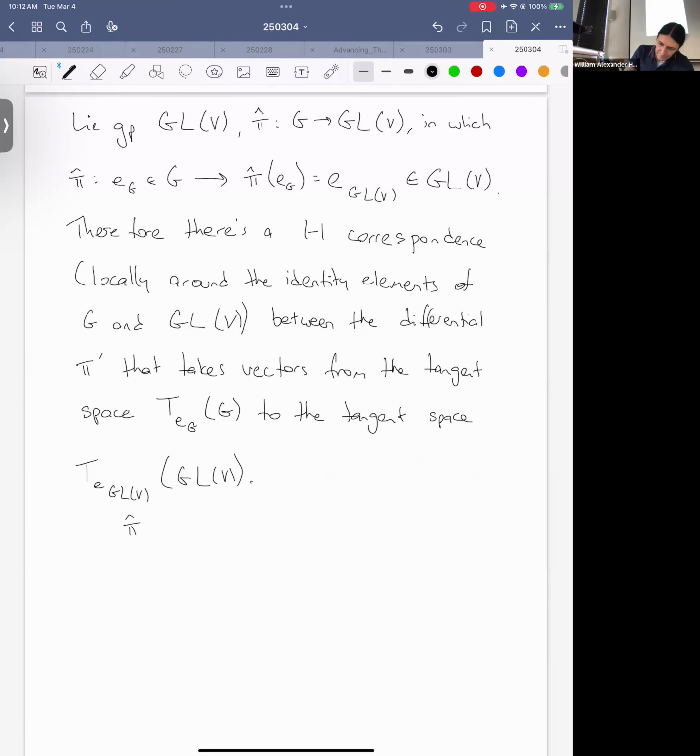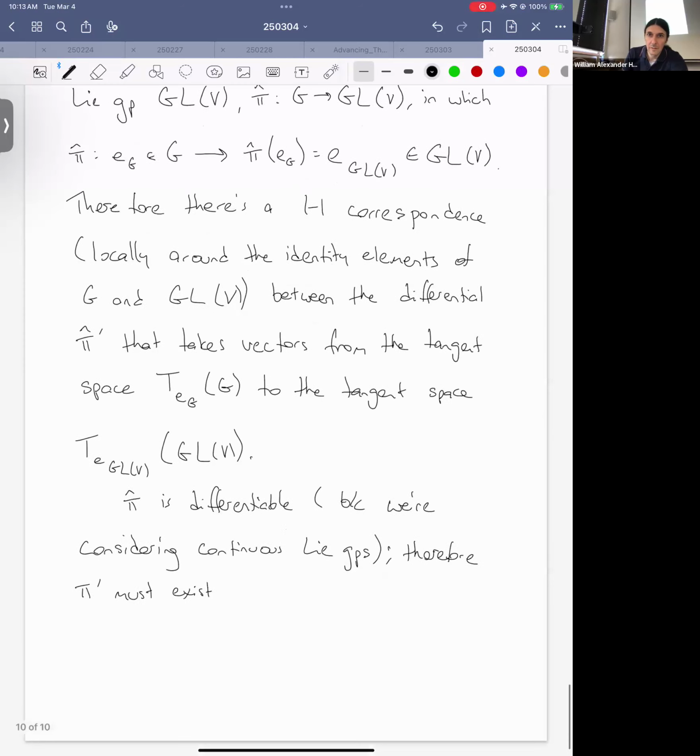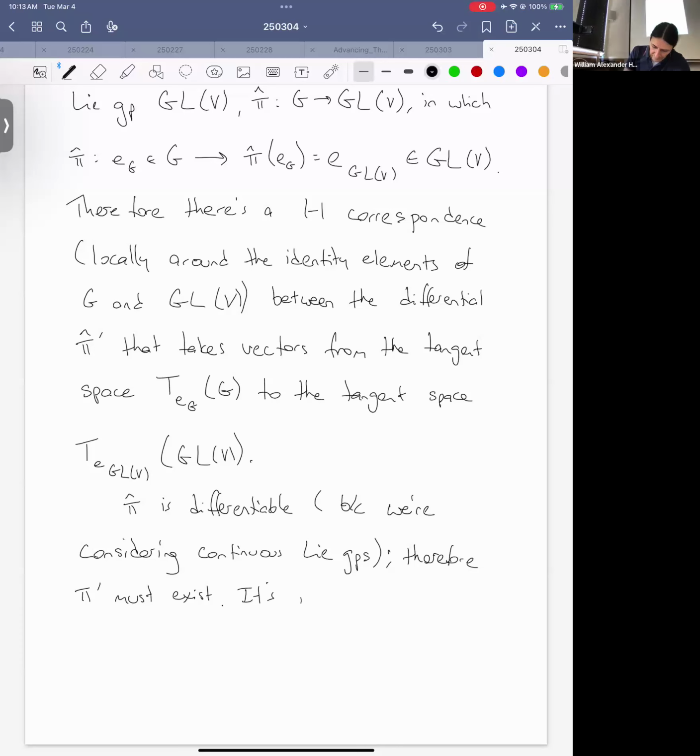Okay, and then pi itself is differentiable because we're considering continuous Lie groups. So it has a differential structure. Therefore, pi prime must exist. And it's pi prime that maps the vectors from the tangent space around the identity in the group to vectors in the tangent space around the identity of the general linear group.